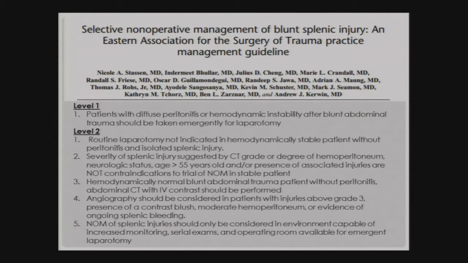And then there were quite a few level 2 and level 3, and I don't think I have enough time to go through all the level 2s and 3s for each East study, but I'll point out number 3 first, is that hemodynamically stable patients without peritonitis should get an abdominal CT, which we usually always obtain with IV contrast, the caveat being that their renal function is okay, as that's the gold standard in diagnosis. And then number 4, angiography should be considered in patients with injuries above grade 3 with the presence of a contrast blush, which they did not comment on the size of, as the West trial did, moderate hemiperitoneum, or evidence of ongoing splenic bleeding.